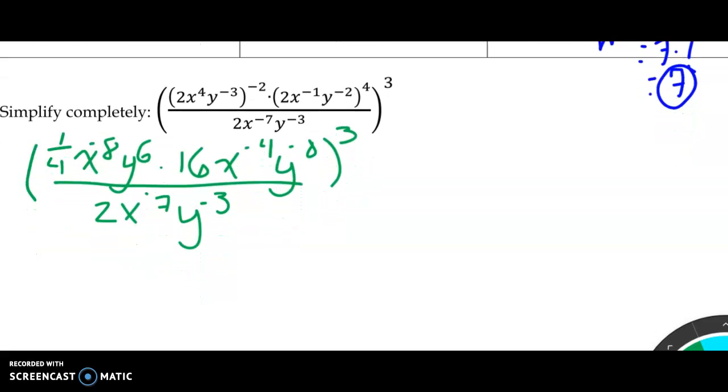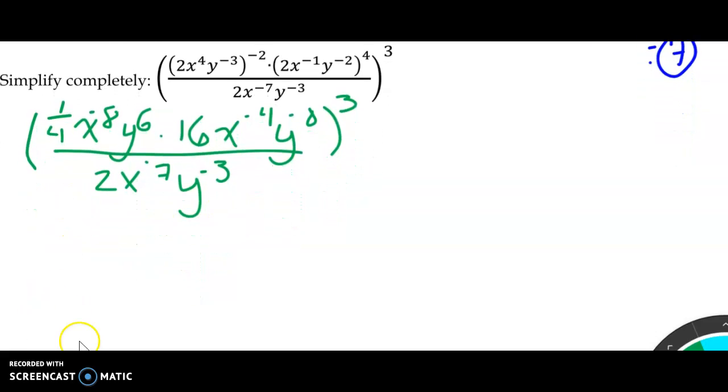From here, I'm going to use the product rule in my numerator. So 1/4 times 16 gives us 4. Then I'll add my exponents for variables with the same base. So for x, we have x to the negative 8, x to the negative 4th. So negative 8 plus negative 4 gives us negative 12. And then for y, 6 plus negative 8, well, 6 minus 8 gives us y to the negative second power.